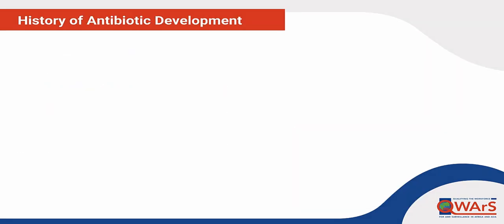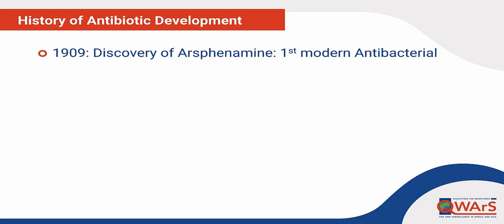In 1909, Paul Ehrlich, a German physician, discovered arsphenamine, marking it as the first effective treatment for syphilis and the first modern antibacterial. This discovery laid the groundwork for the development of drugs targeting bacterial infections.